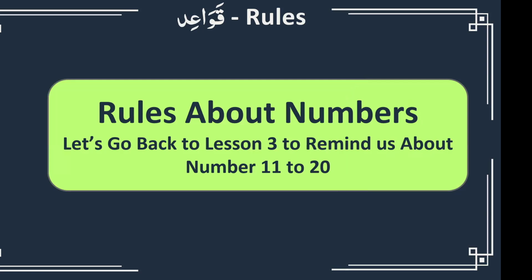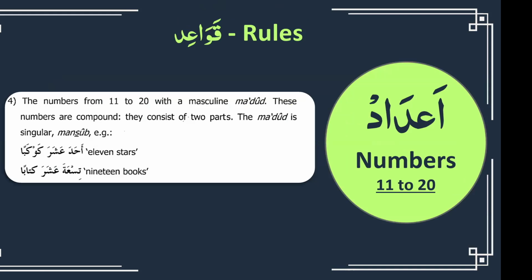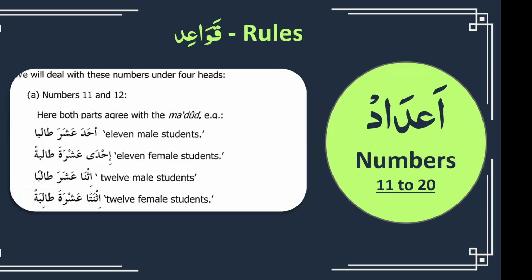A couple of rules for the numbers, just a reminder. We'll go through this very quickly because we have learned this many times during these sessions. From 11 to 20, these numbers are compound, meaning that they have two parts, madud, singular, and mansoob. Forget about the madud and mansoob part at this point. Just remember that it always has two parts, for example ahada ashara, tisata ashara. This is called compound: you have two parts of the number.